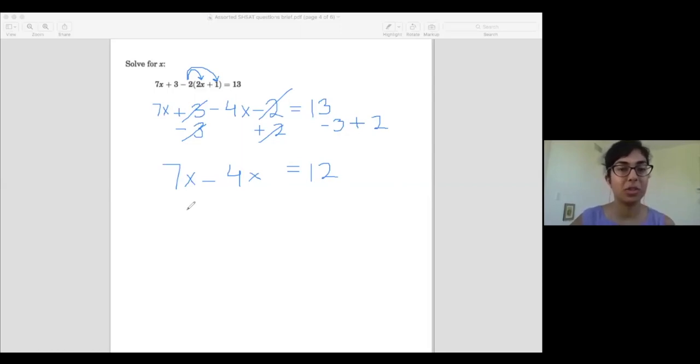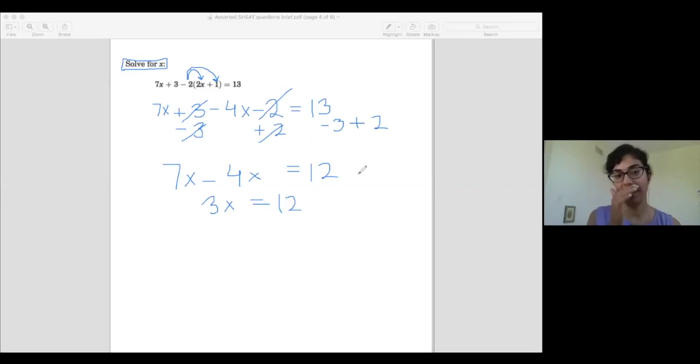Let's combine the x terms. So 7x minus 4x is going to be 3x equals 12. Now, remember how I said that in algebra you can do anything as long as you do it to both sides? So I should have said this right off the bat. The ultimate goal is to isolate the x, right? The question says solve for x. The way you solve for any variable in algebra is you isolate it. You keep doing the same thing on both sides until that variable is the only thing on one side, right? And then you just get an expression that's like x equals something.